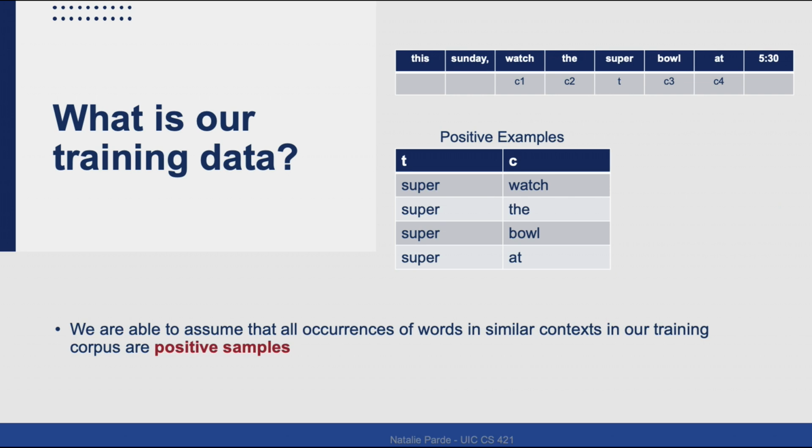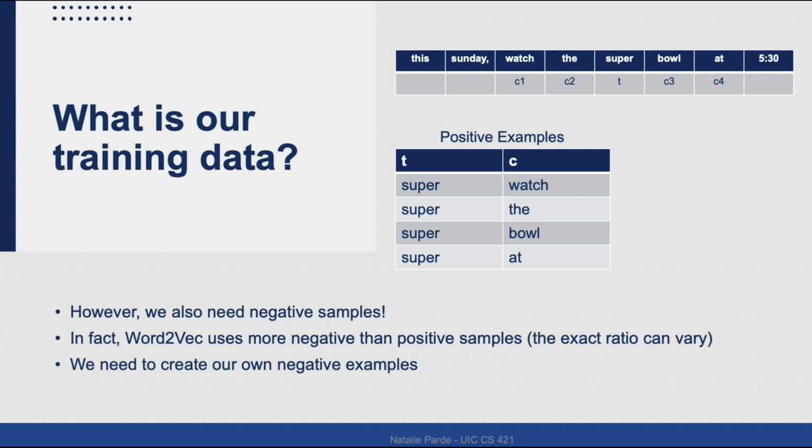So now the only thing missing from our understanding of Word2Vec is figuring out where the training data comes from. A really nice benefit of Word2Vec is that it doesn't require a traditional labeled corpus. Instead, you just take a big collection of text and assume that all occurrences of words and their corresponding contexts are positive samples. Of course, we still need negative samples as well, so then we create our own negative samples to supplement the positive training samples.